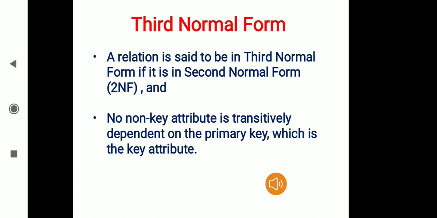Let's understand what a third normal form is. A relation or a table is said to be in third normal form if it is in second normal form and no non-key attribute is transitively dependent on the primary key, which is the key attribute. If these two conditions are satisfied, then the relation or the table will be in third normal form. In the next slide, I will show this with the help of an example.